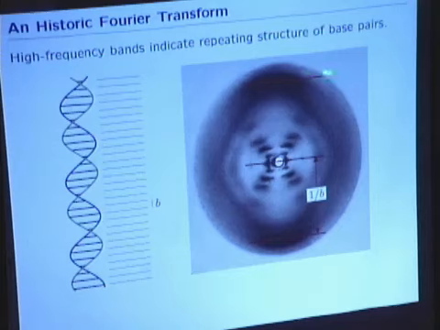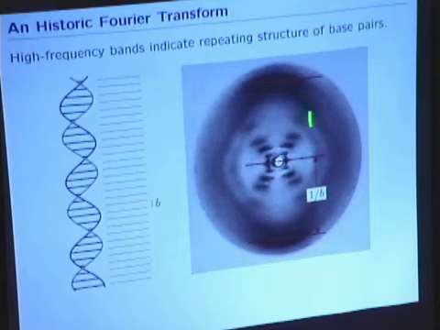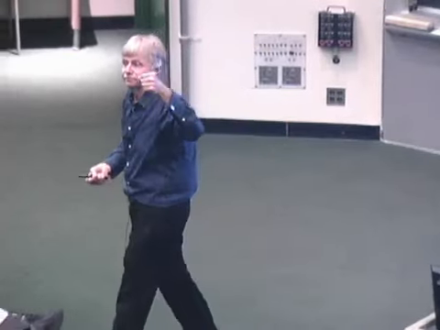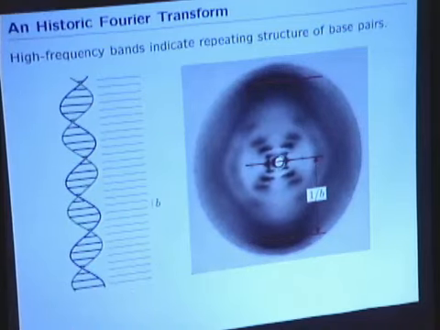So there's a high-frequency band. So if you imagine that what you're seeing is three bright points from a diffraction pattern like I showed previously, this and this represents a high frequency. This represents DC. So the distance between DC and the high frequency is telling you something about the inverse distance between base pairs. The highest frequency in the X-ray picture is inversely related to the distance between the base pairs.